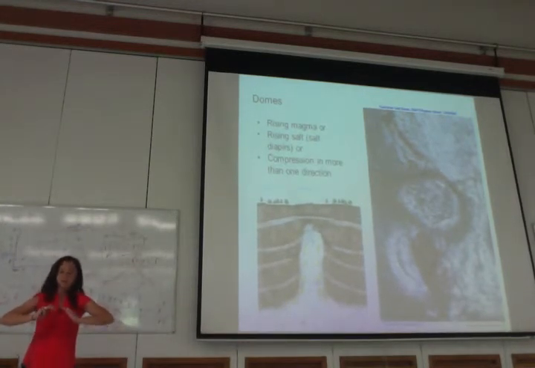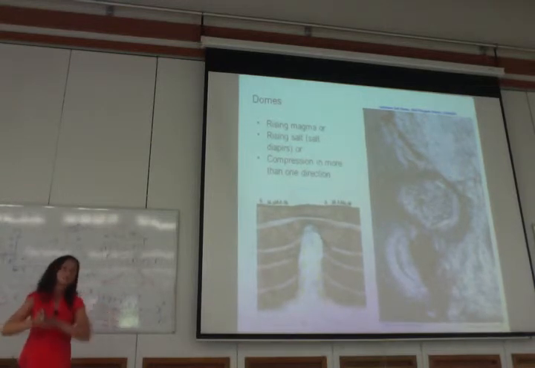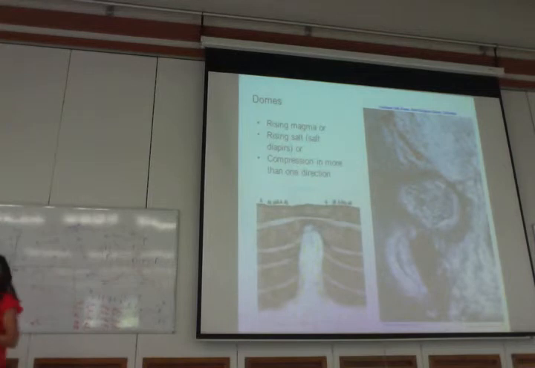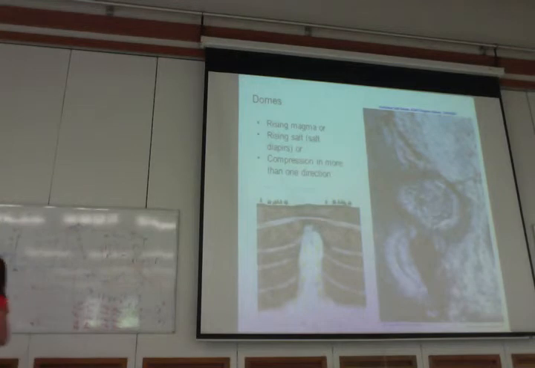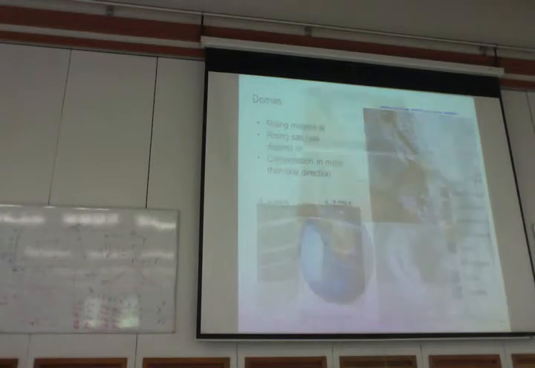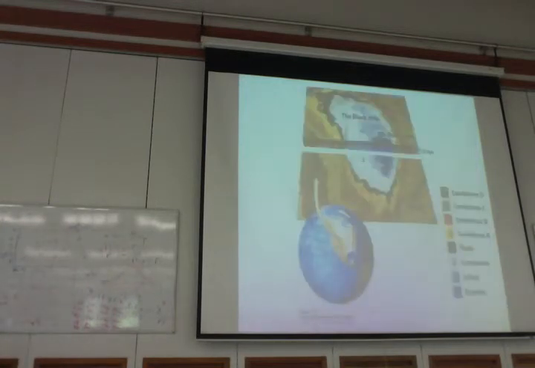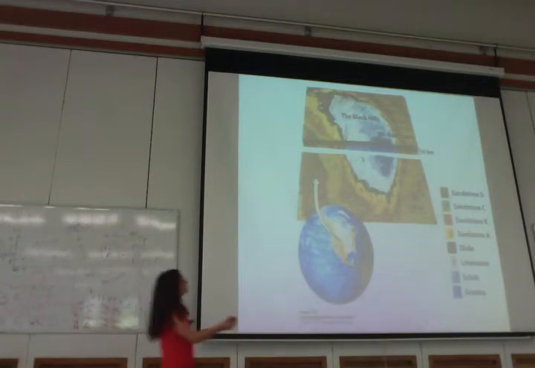It's less dense than the surrounding crust, so it rises up, and that also can form these dome structures. And in rare occasions, if you have compression coming from lots of different directions over time, because your plate boundary is changing, you can also form a dome. That's less common. And this is an example of somewhere in the US where there's a dome structure.